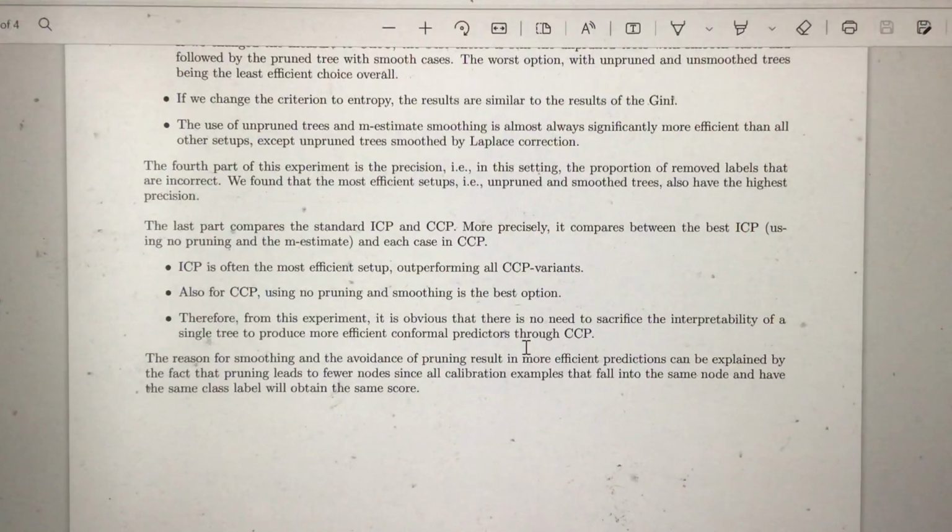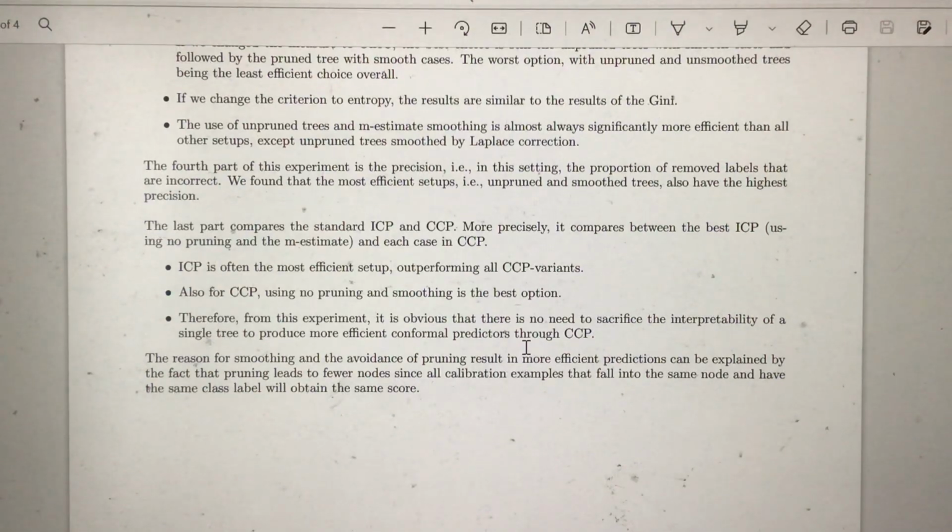So also, as I said before, the paper mentioned in the last part that the reason smoothing and avoidance of pruning result in more efficient prediction can be explained by the fact that pruning leads to fewer nodes, since all calibration examples that fall into the same nodes and have the same class label will obtain the same score.